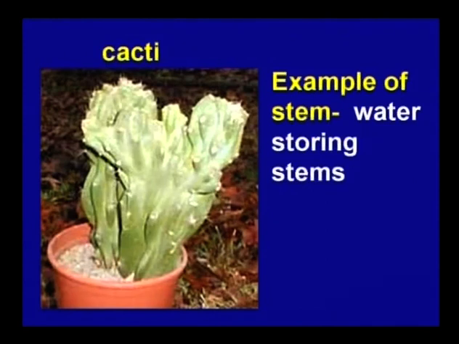Next example, we have cactus. And I'm sure every one of you has seen this plant. Receiving schools, I think you have grown this plant near your classroom or in your school. And this kind of stem is called water storing stems. They have spines instead of leaves. They don't have leaves, they have spines, and they store water.